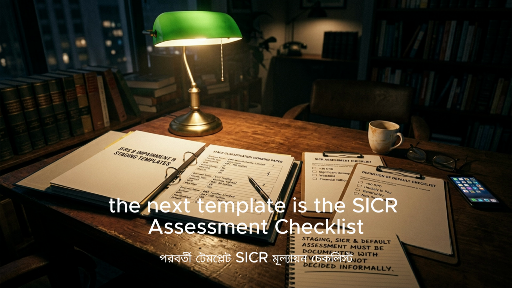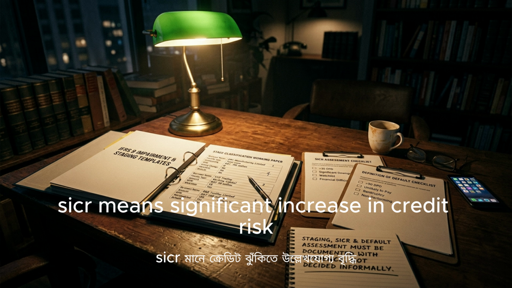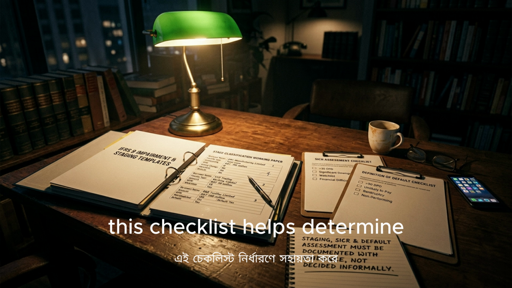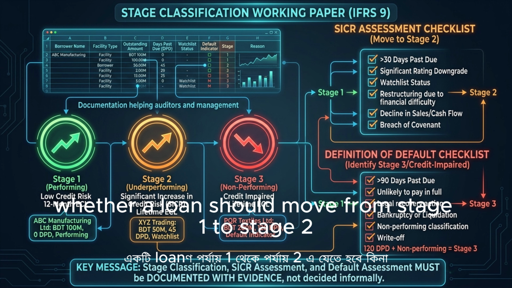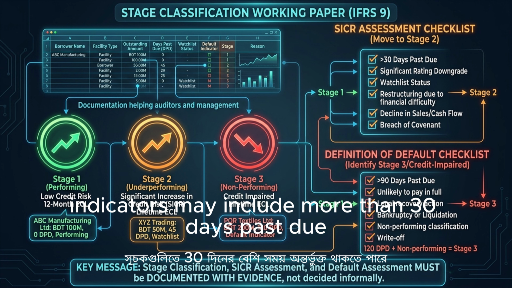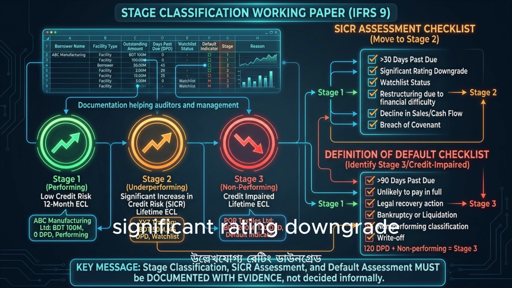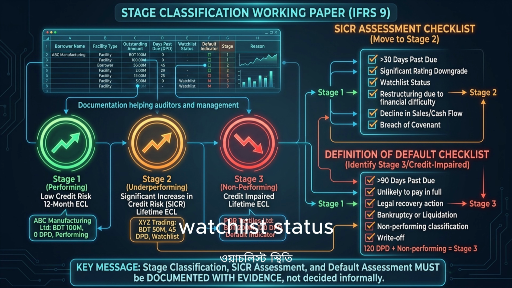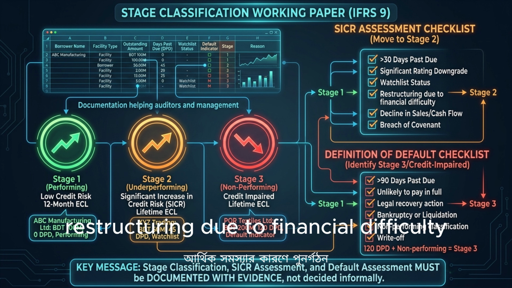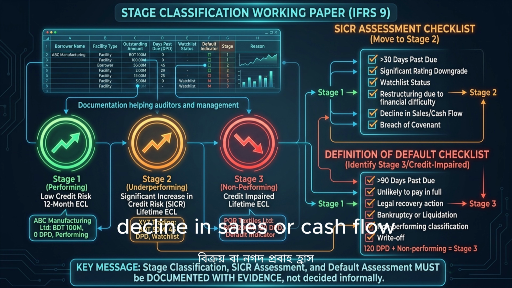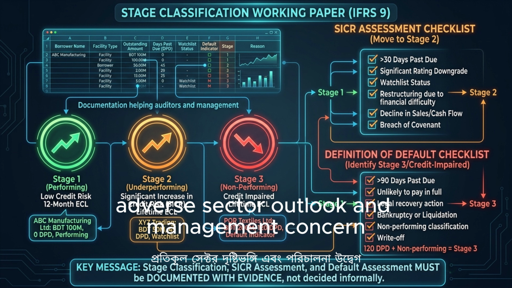The next template is the SICR assessment checklist. SICR means significant increase in credit risk. This checklist helps determine whether a loan should move from Stage 1 to Stage 2. Indicators may include more than 30 days past due, significant rating downgrade, watchlist status, restructuring due to financial difficulty, decline in sales or cash flow, breach of covenant, adverse sector outlook and management concern.